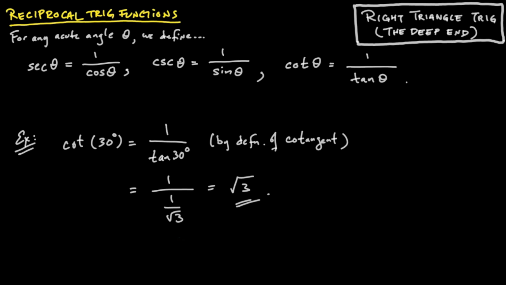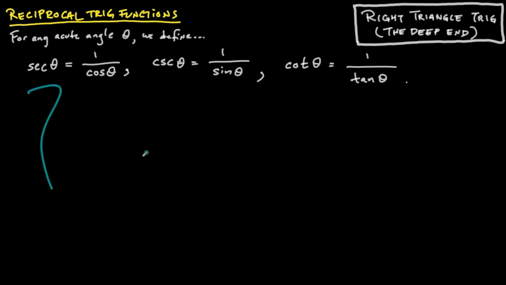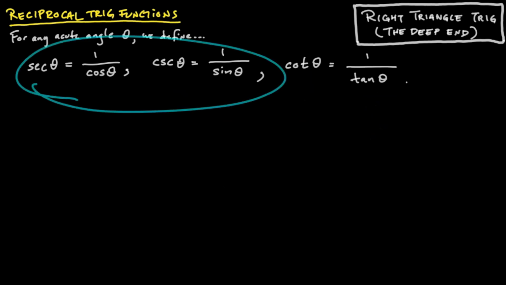Provided you understand where it comes from. All right, so those are the three reciprocal trig functions. The only thing you have to remember about them, as far as their definitions are concerned, is which one goes with each of the three main trig functions. It's pretty easy to remember that cotangent and tangent go together, but people mix these ones up a lot.